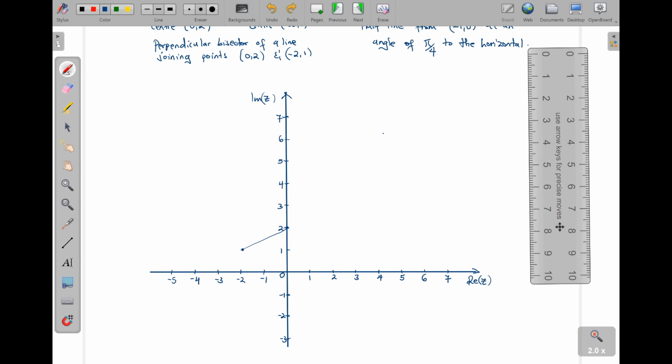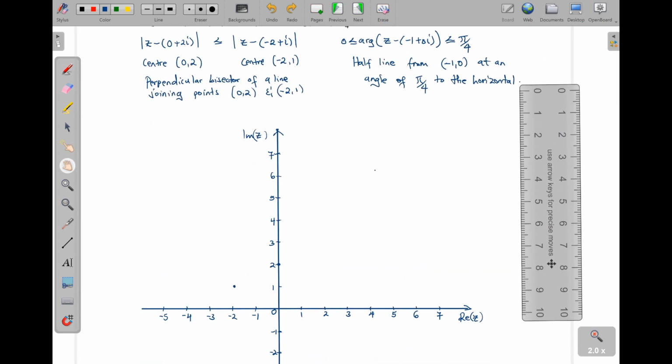Now let's look at the gradient of this line here. This is 1 unit, these are 2 units. Now for perpendicular lines, m1 times m2 is equal to -1, right? So I can have my m2, that is the one for the perpendicular bisector, equal to -1 over a half, because the gradient of this one is a half, 1 unit here and then 2 units. Which is going to be equal to -2.